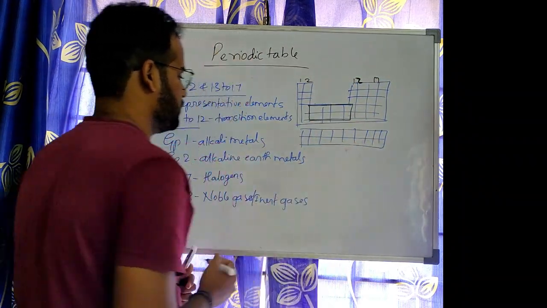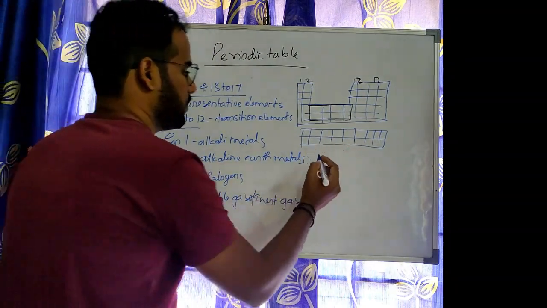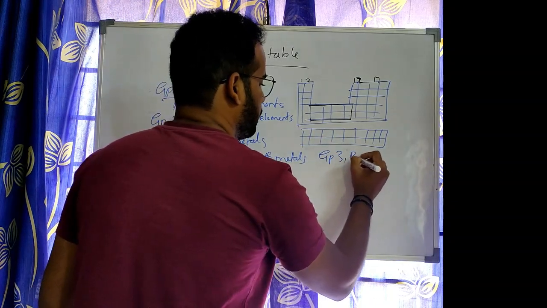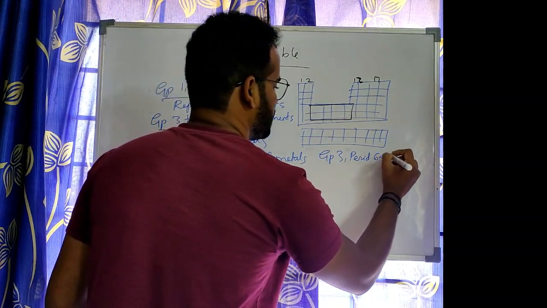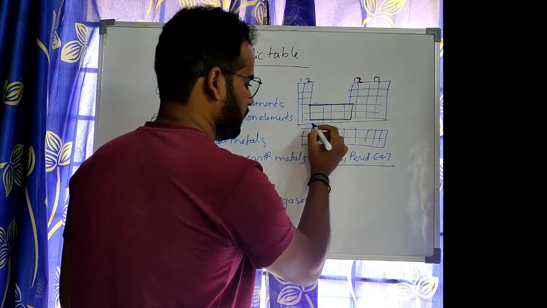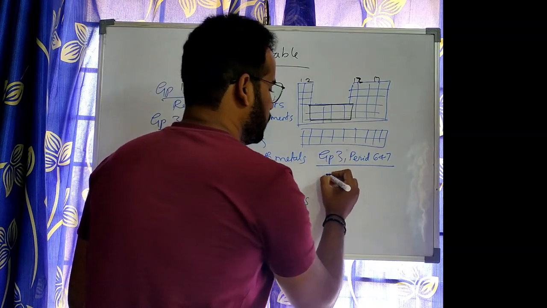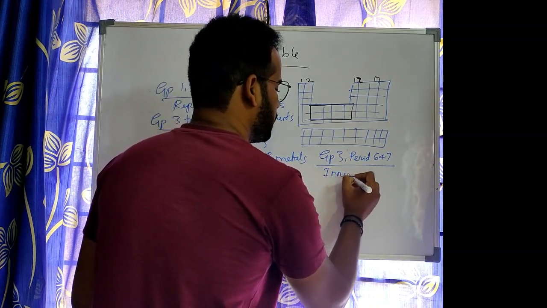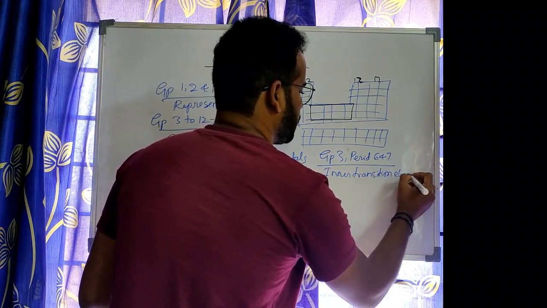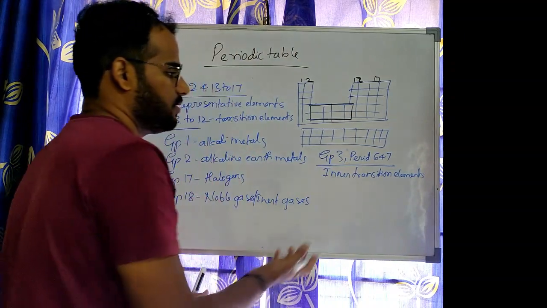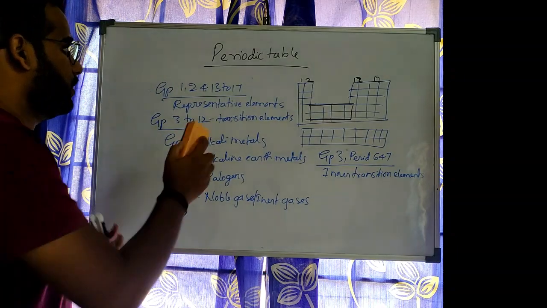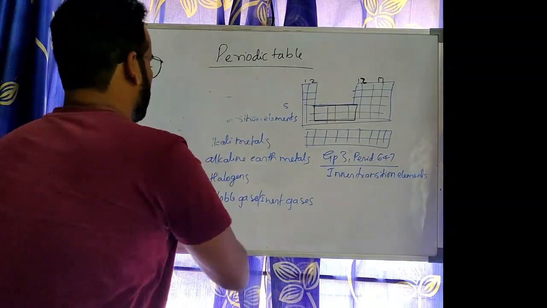But you have two separate series here, right? These belong to group 3, but period 6 and 7. The elements which come under period 6 and 7 and belong to the same group 3 are called inner transition elements. They have another name also: lanthanides and actinide series. So this is a quick introduction of the modern periodic table.